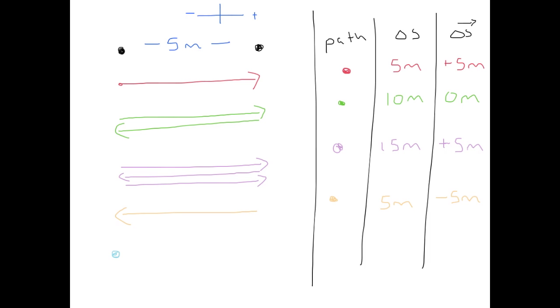Let's end with a weird one. A blue guy starts on the left. While we're not paying attention, he moves, and when we check, he's on the right waypoint. We can see that his displacement is positive 5 meters, but we have no idea about the distance he traveled because we don't know the path that he took.